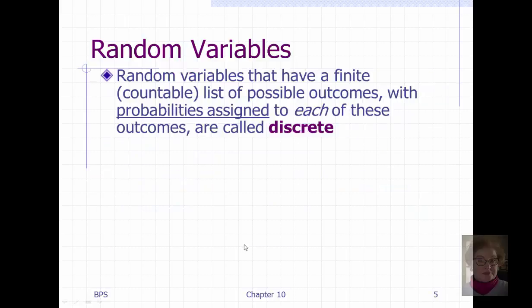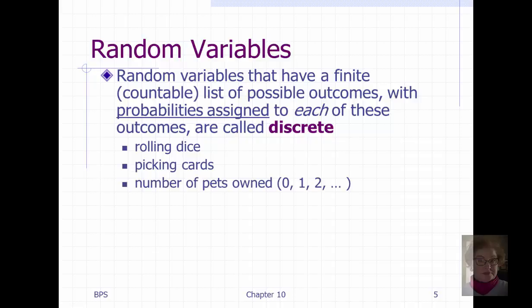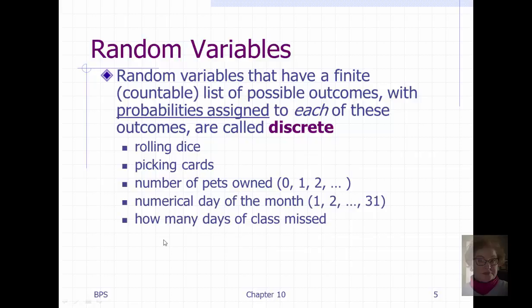Now, when we can count the possibilities, we are talking about discrete random variables, and these are the ones that we're going to deal with in our chapter today. Discrete random variables would be rolling dice and counting the pips on the faces, picking cards if we look at the value of the card, the number of pets owned, or the numerical day of the month, or how many days of class a student has missed. One thing about the random variable is our variable needs to be quantitative. It cannot be qualitative. We use a different kind of probability table when we are doing qualitative studies.